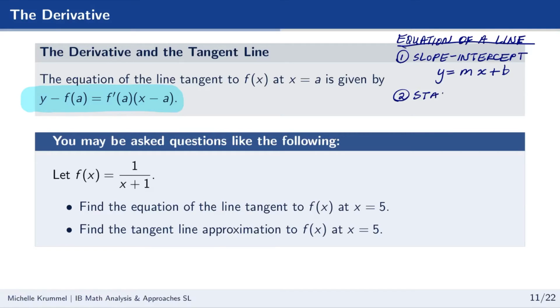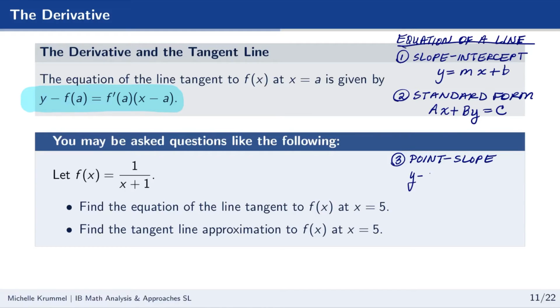We also have standard form. The standard form for the equation of a line, Ax plus By equals C. Again, x and y are your variables. A, B, and C are constants. This form is useful when you're looking for x and y intercepts. This form makes it easy to find your x and y intercepts. And then the third form is called point slope form. And the point slope form for the equation of a line is the one that we're going to be using in calculus.